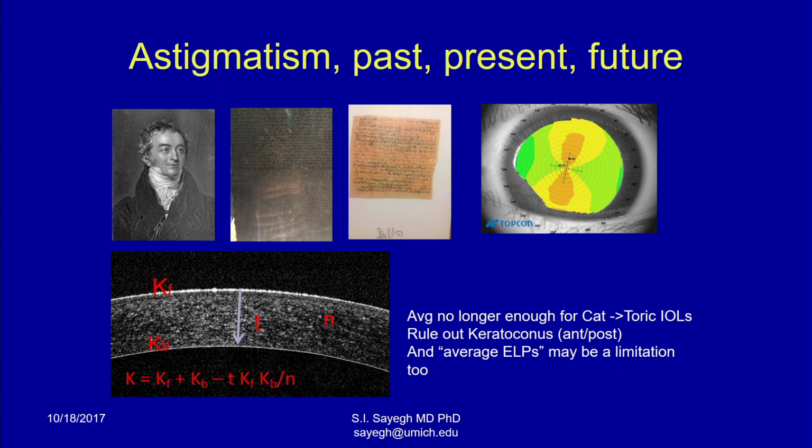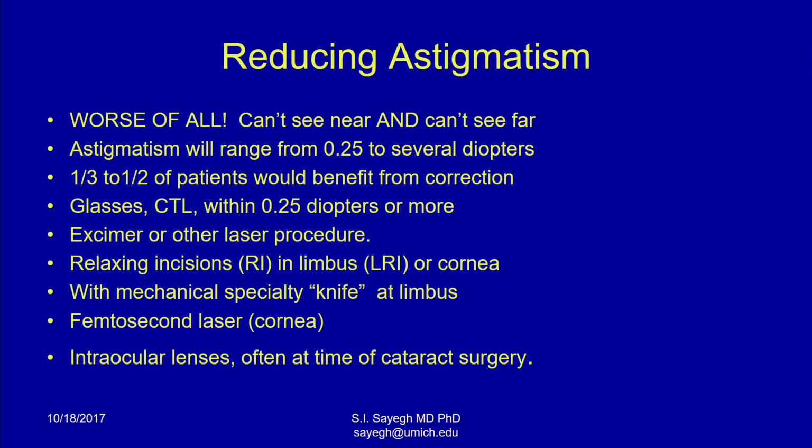Astigmatism is a big problem. This is a very nice slide that I'm not going to discuss for the sake of time. But one point to understand is that astigmatism is really the worst of all. Because if you're nearsighted, you can see near. If you're farsighted and young, you can see far, right? If you have astigmatism, you cannot see anything. You cannot see near, you cannot see far. Everything is distorted, right?